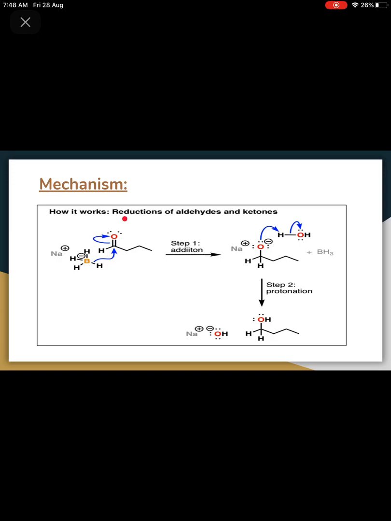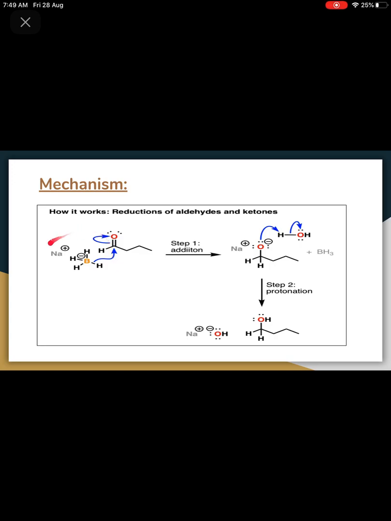Right? So first step is what? Addition of hydrogen atom to the carbonyl group. So we will get this product. Now what will happen? This will react with a water molecule. So this negatively charged oxygen atom will form a bond with a hydrogen atom, and this OH bond will break. OH minus and Na plus will get eliminated and we will get the final product as an alcohol.